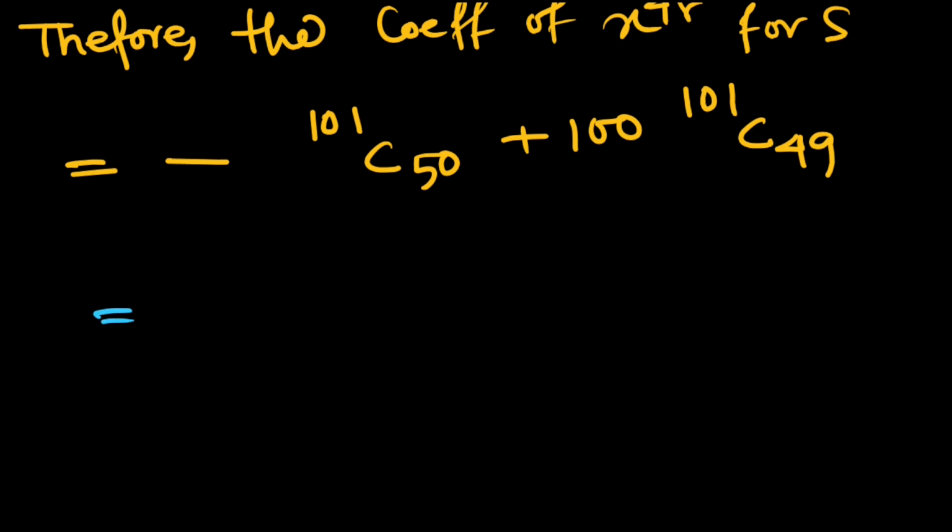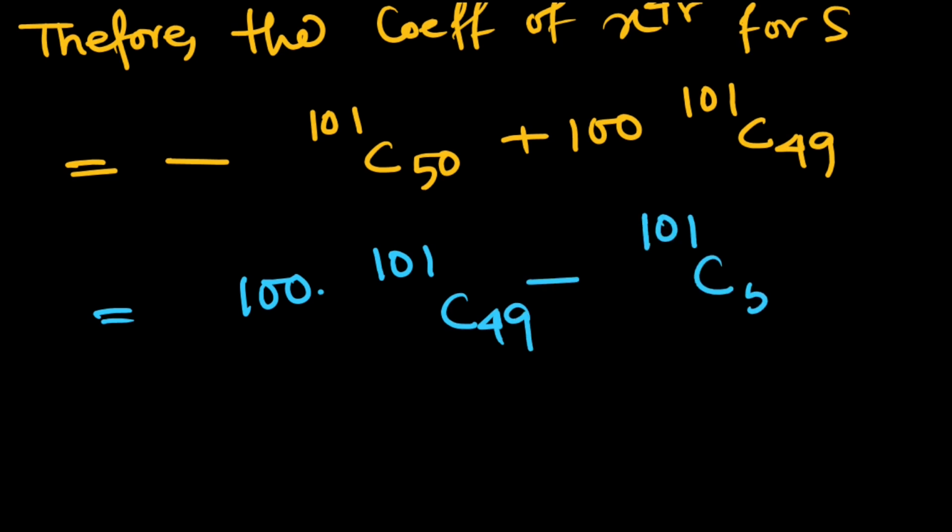Now we clearly write it: 100 101C49 minus 101C50. So if we see the options of this question, it will be option 3. So option 3 is the correct answer. Now, overall in the question we are doing, we take the total expression, which is denoted by s.